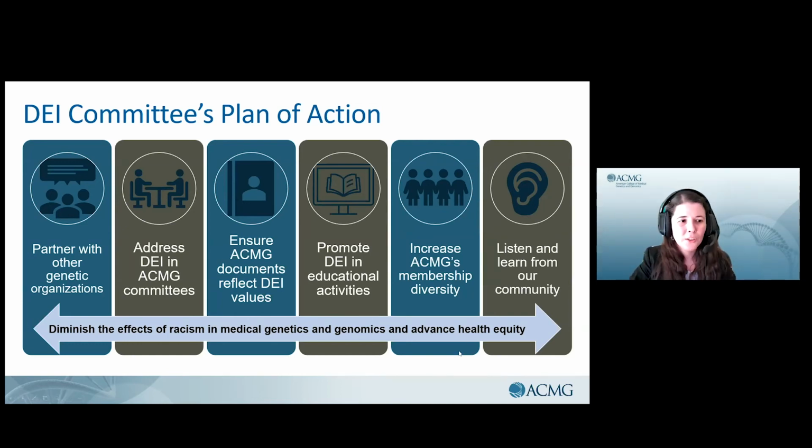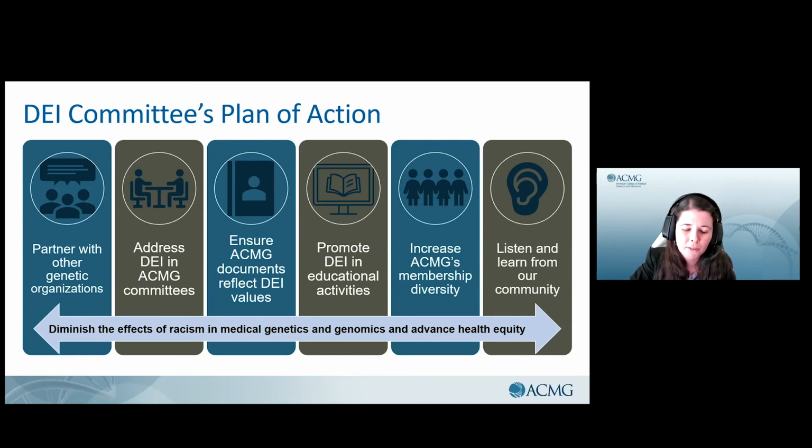Oh, for sure. So we have a plan of action that we have developed, and it's composed of several different parts. The first part is partnering with other genetic organizations and trying to increase the efforts for increasing the diversity in these different organizations, as well as reaching out to underrepresented minorities. Coming back into the ACMG itself, we are addressing DEI principles in ACMG committees, and we are working to ensure that ACMG documents reflect these DEI values.